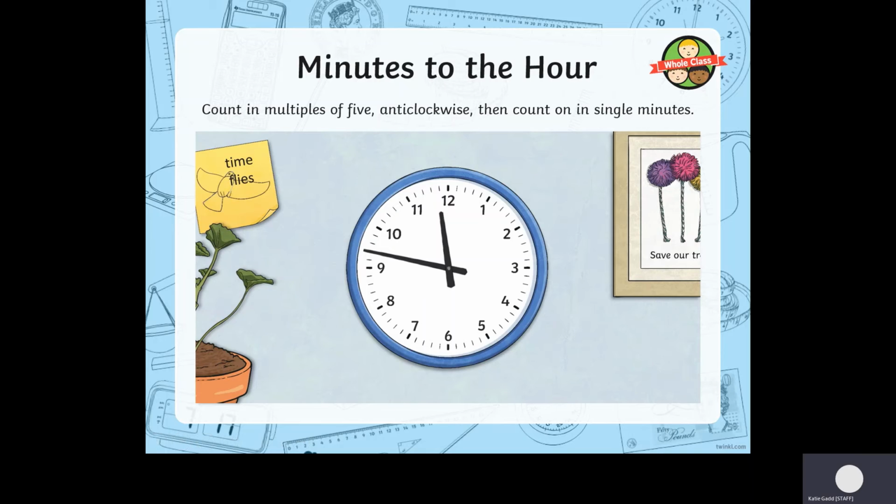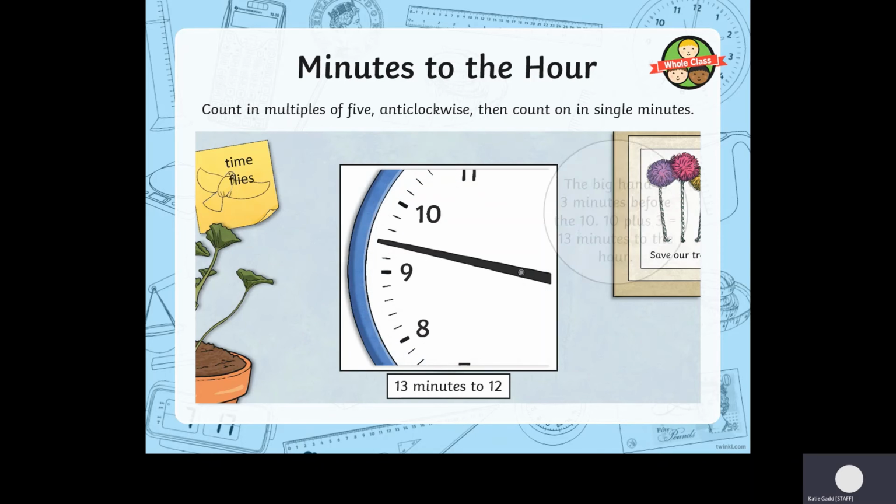Have a look at this one then. What time is it? So again, we count in multiples of 5, 5, 10, and count on in ones. 11, 12, 13. It's 13 minutes to, is it 11 or 12? That's right, it's 11 minutes. So it's 13 minutes to 12. We haven't got to 12 o'clock yet.